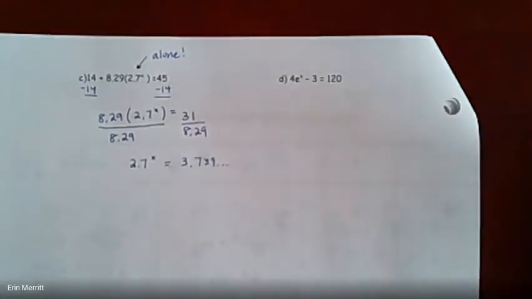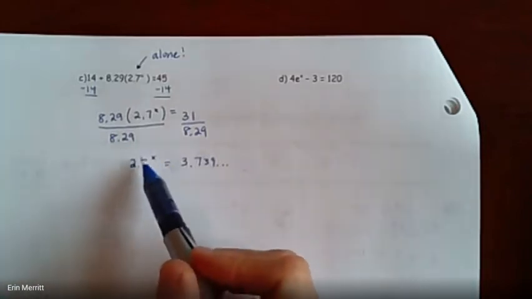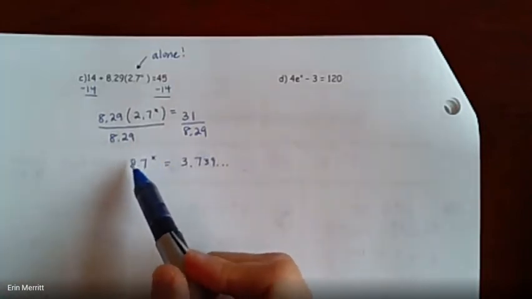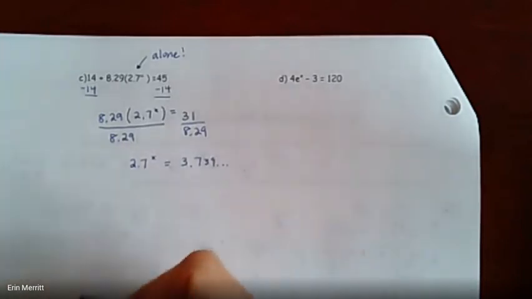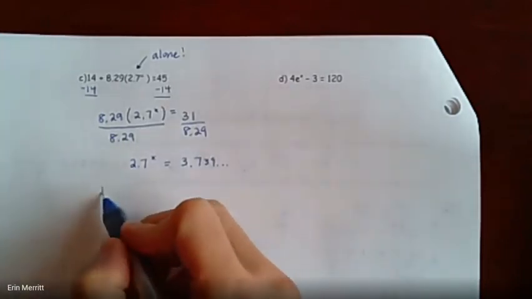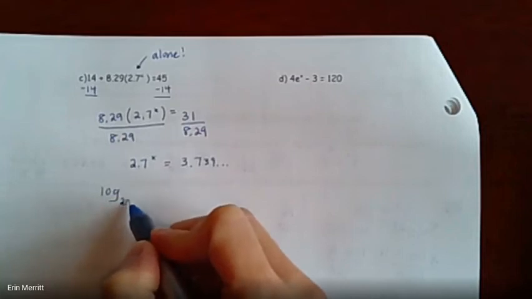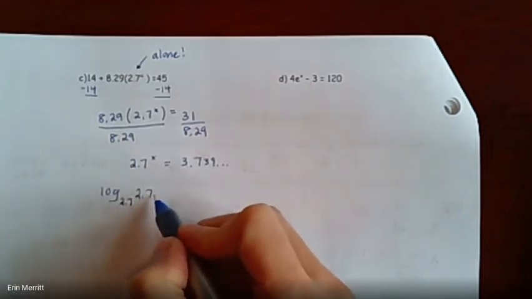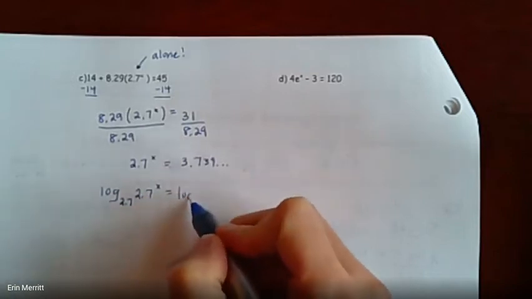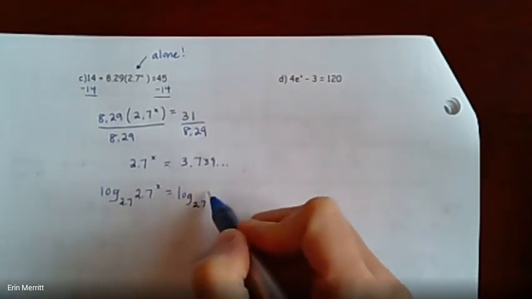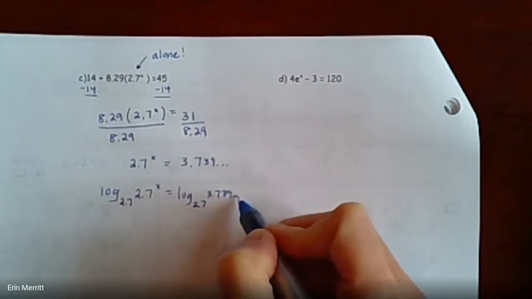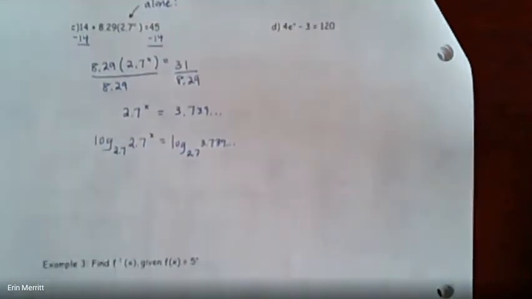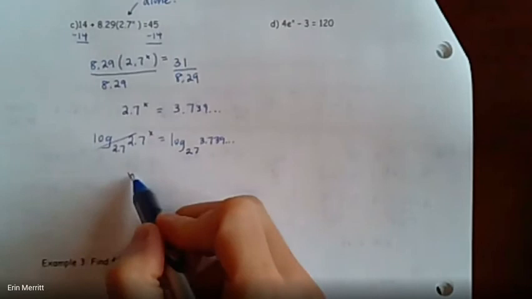Thank you. All right, from here, now we've got this by itself. Now we're going to take the log of both sides. You could do common log, or you can stick with what we've been doing, log base 2.7. So if you can sneak it in here, do it. I'm going to rewrite it so I don't confuse anybody: log base 2.7 of 2.7 to the x and log base 2.7 of 3.739 and so on. All right. Left-hand side cancels.